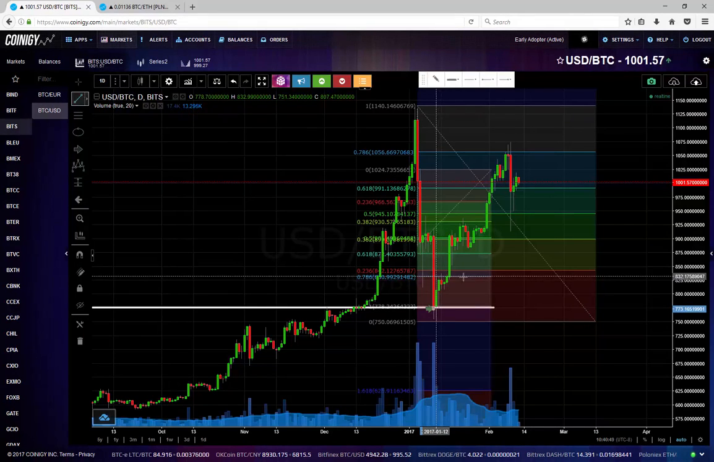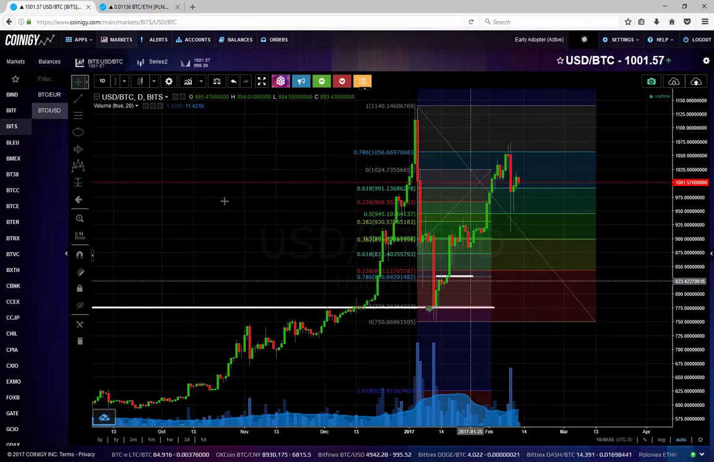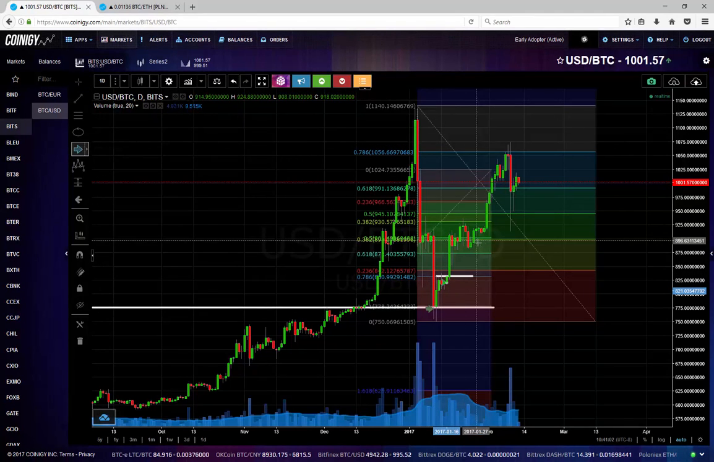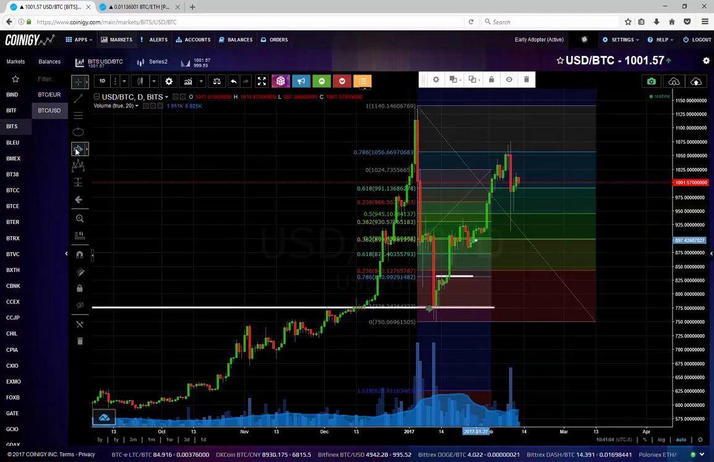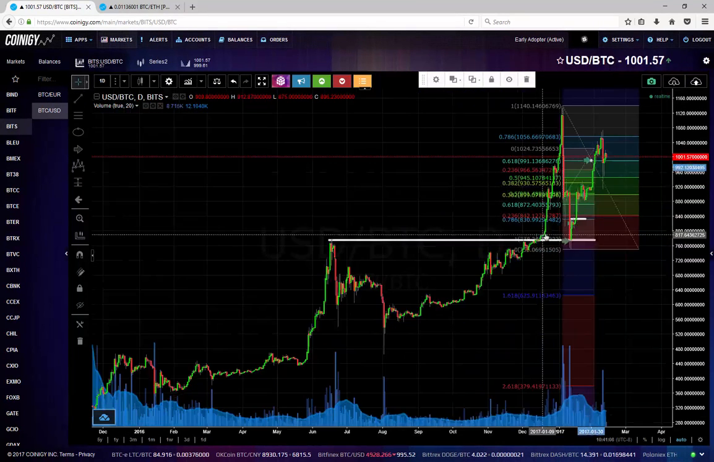But as you can see here, we had a breakout right here. This would be another area where you could size into your trade. So you can have partial position here and then just add to it right here. And then also just scale out at multiple levels as well. So it doesn't have to be an all or nothing approach, right?